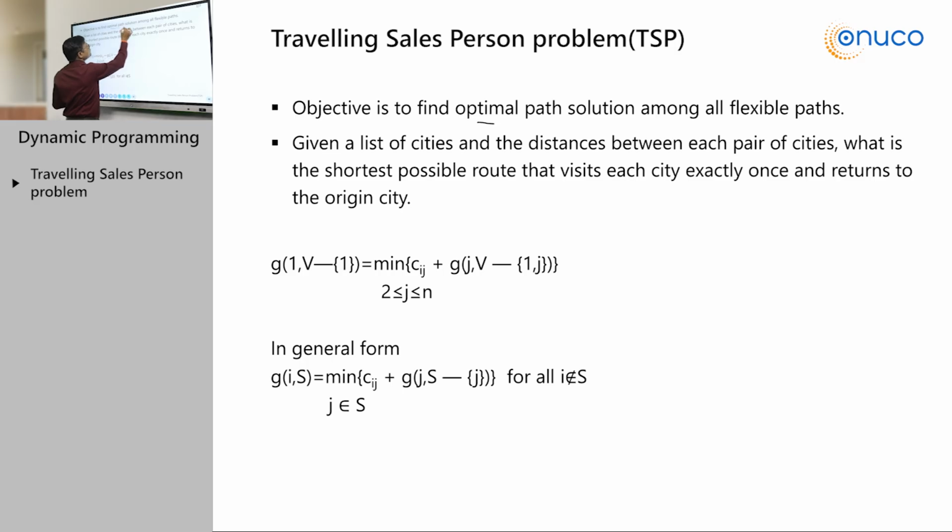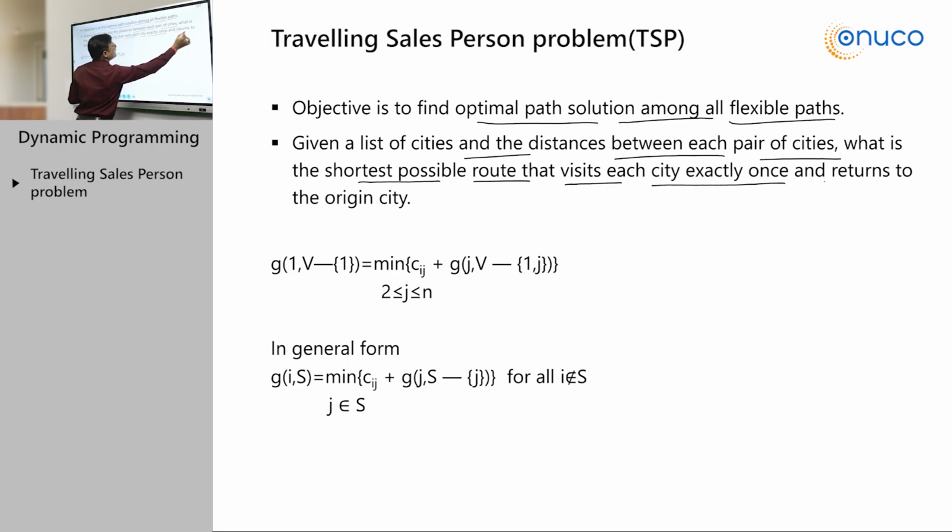As I said, your objective is to find the optimal solution among all feasible paths. You understood what is a feasible path and what is an optimal solution. Given the list of cities and the distance between each pair of cities, what is the shortest possible route that visits each city exactly once and returns to the origin city, that is called the source city. Now we are going to apply this formula. This is the formula when you are starting the journey from 1, and V is the set of all the vertices, all the cities.